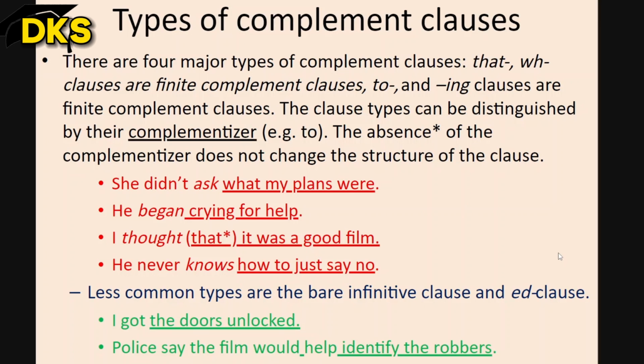Remember, a complement clause is something which completes the meaning and it is a necessary part of the sentence. On the other hand, a modifier is an adjunct. It is not a necessary part of the clause. In this video, I have talked about the complement clause. I have said that it has 4 different shapes, plus it can have bare infinitive and ed forms as well. And it can modify a verb, a noun, and an adjective.